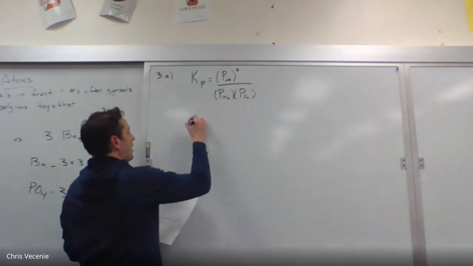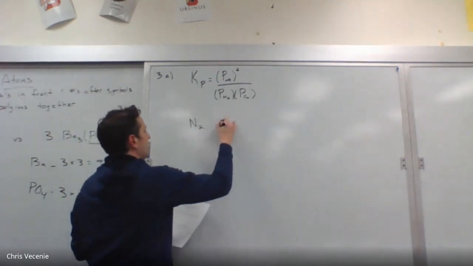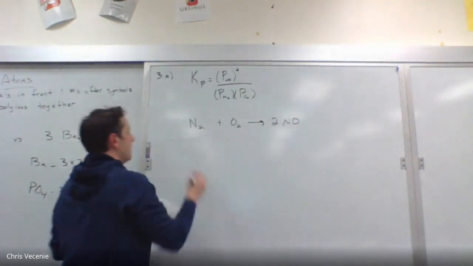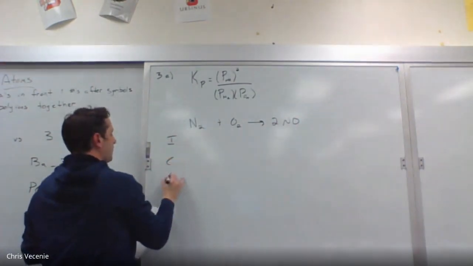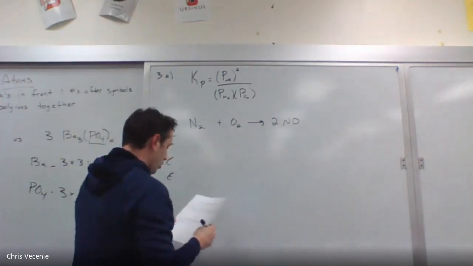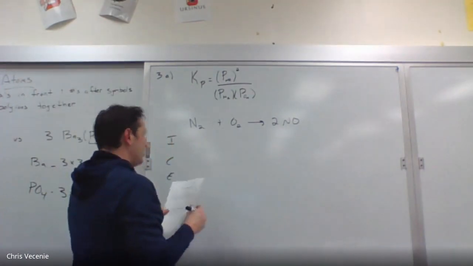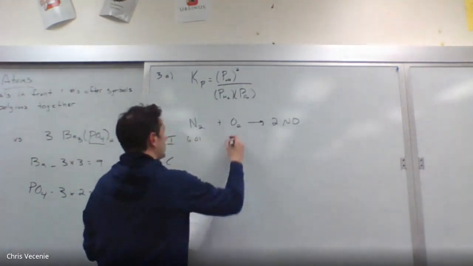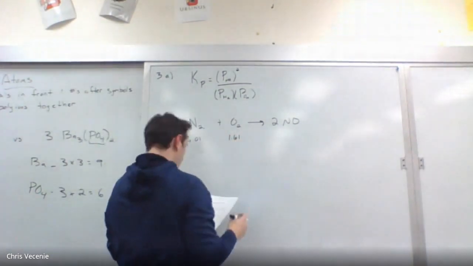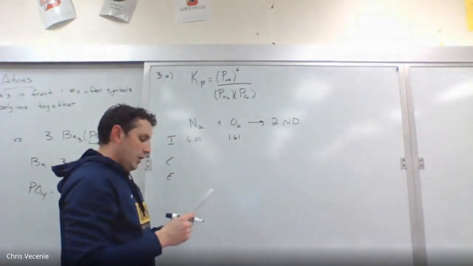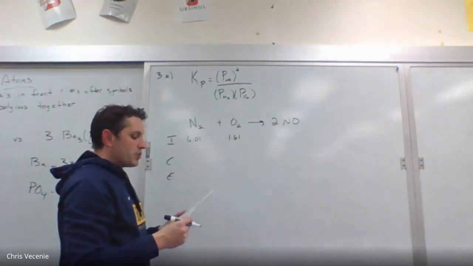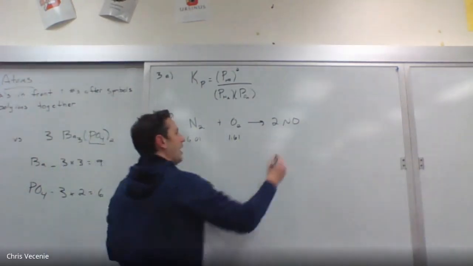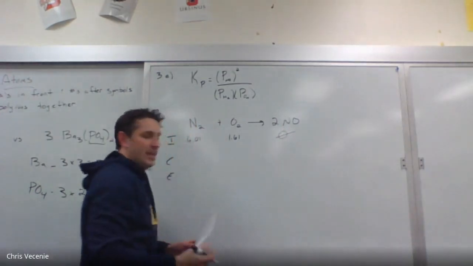So we start with our equation, the N2 plus the O2 going to the 2NO. Set up our ICE table. They gave us our initial partial pressures of each: the N2, 6.01 atmospheres, the O2, 1.61. Be careful. It says the partial pressure of NO is 0.122, but that's at equilibrium. This is our initial line, which means we don't have any of it to start.